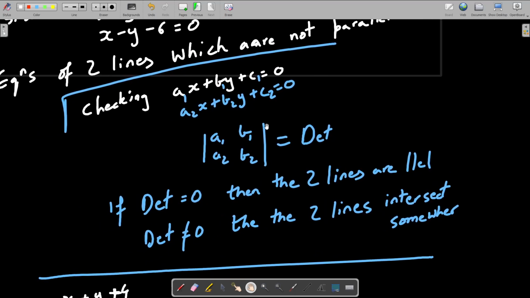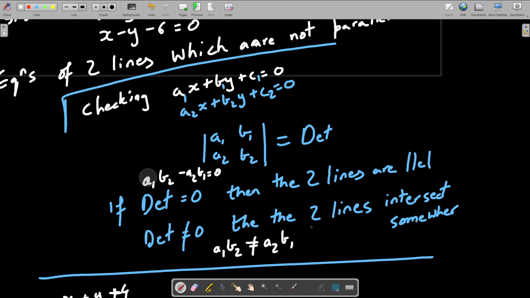By the way, for a 2 by 2 determinant, the formula is very simple, right? So determinant equal to 0 means what? It means a1 b2 minus a2 b1 is equal to 0, right? So in other words, if a1 times b2 is equal to a2 times b1, then we say the two lines are parallel. Or in the other case, if a1 b2 is not equal to a2 b1, then we say the two lines are intersecting somewhere.